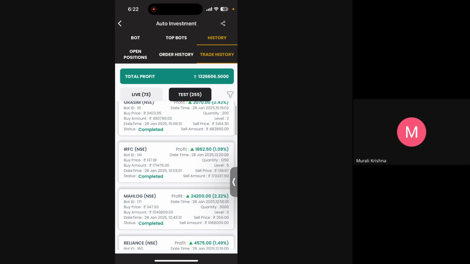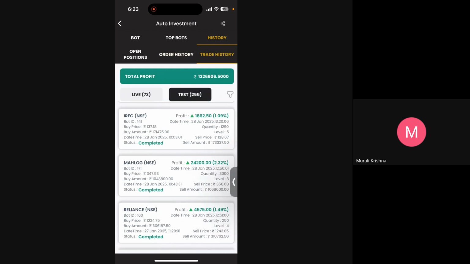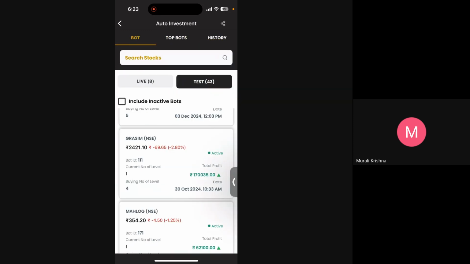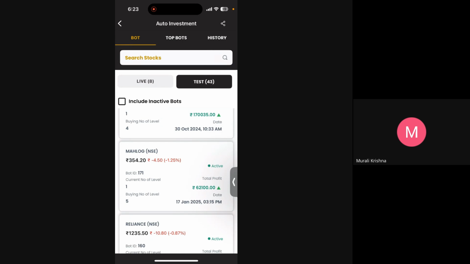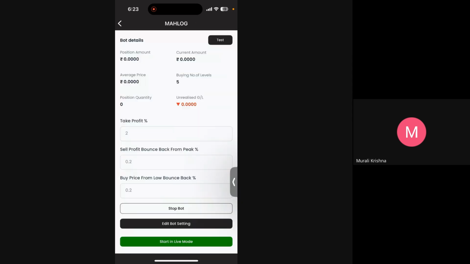You can just see here Mahindra Logistic, right? Mahindra Logistic, it has bought 3,000 quantity at 347 and sold at 356 by booking a profit of 2.32%. Let's see what is there in Mahindra Logistic. It has already booked 62,000 profit. Let's see and understand what is there in the Mahindra Logistic bot.